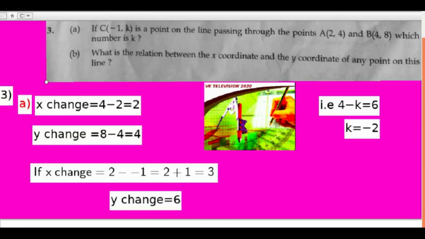What is the relation between the x coordinate and the y coordinate of any point on this line?